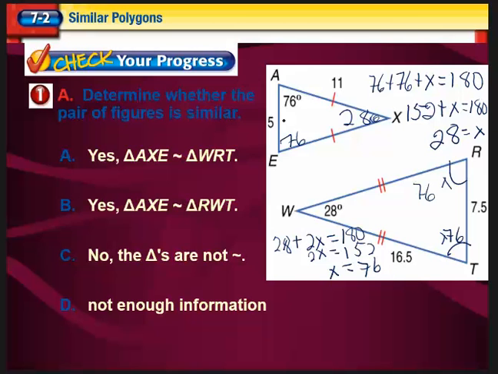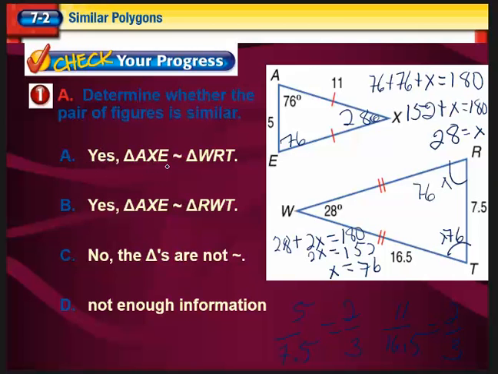Now I've got to compare my two corresponding sides here. 5 divided by 7.5 and 11 divided by 16.5. Okay, this will reduce to 2 over 3, and this will reduce to 2 over 3. If you get your calculator out, you'll see that. So my corresponding parts are in proportion. So that means yes, they are similar.